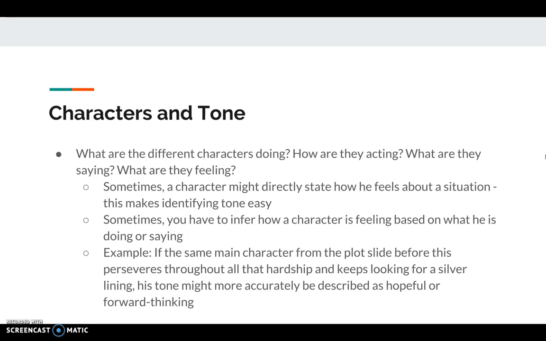So if our main character from the previous example, the one who lost his job, broke up with his girlfriend, and found out that his grandmother had cancer, if he actually perseveres through all of that and looks for a silver lining in every situation, then his tone might not be depressed like you thought it was before. It might actually be hopeful or forward-thinking.